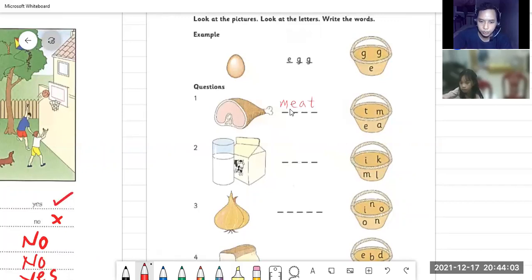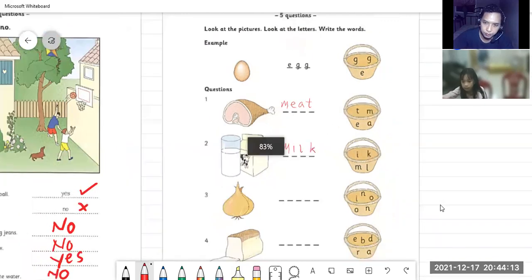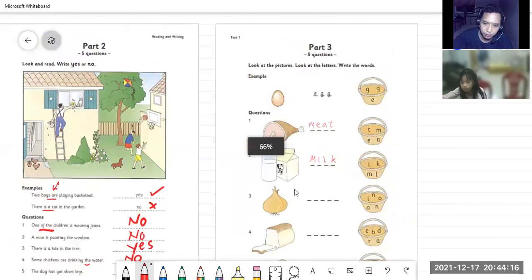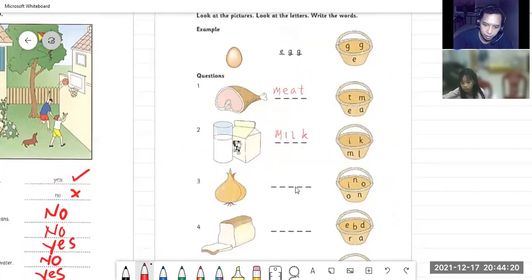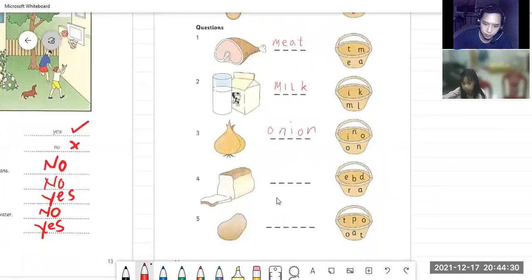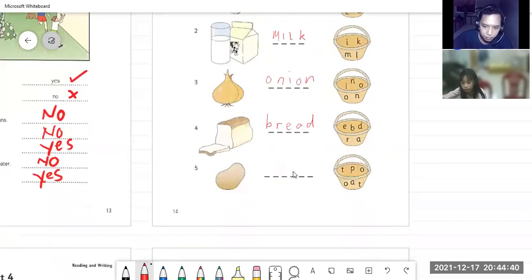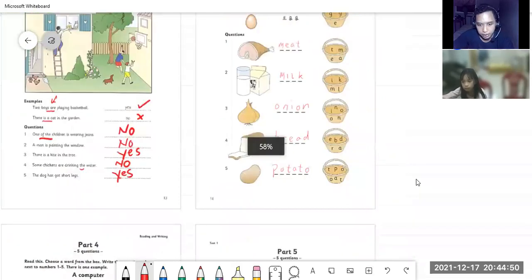Okay, what is number two? Milk. Very good. What about number three? Onion. Very good. Okay, what about number five? Bread. Okay. What about number six? Number five, sorry. Potato. Potato. Very good. Okay. Very nice. Very good.